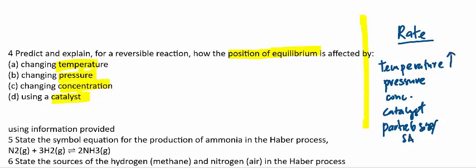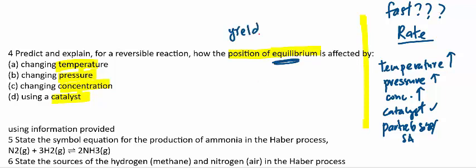Okay? Temperature higher, rate higher. Pressure higher is faster. Concentration higher is faster. Catalyst is higher. The particle size is smaller, is faster. Very easy. This one, it depends. So rate is how fast. Yield, equilibrium is yield. Yield is how much. It's two different things, two different concepts. Yield is how much you get. Rate is how fast you get it.